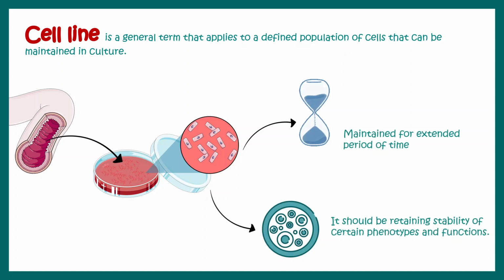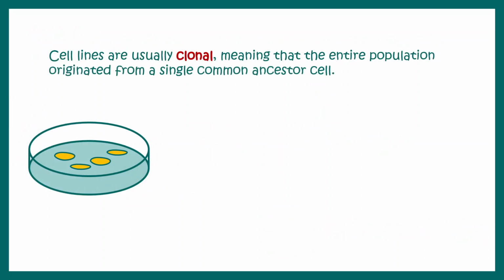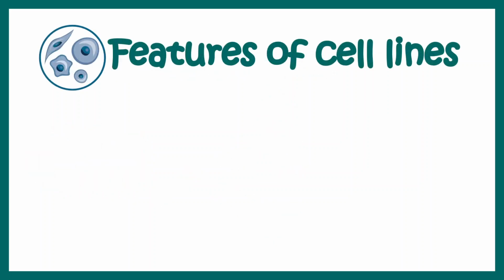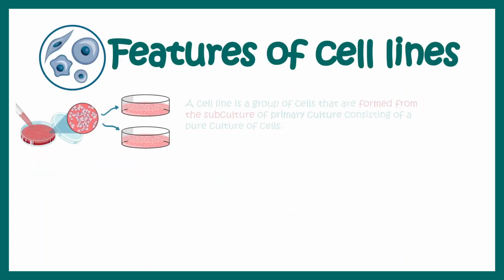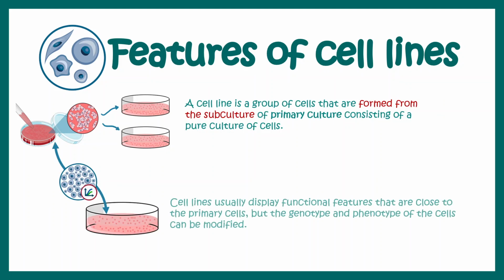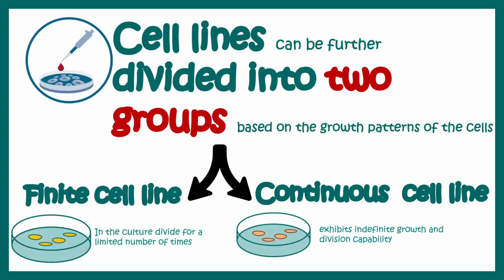There are different features of the cell line, such as they can be maintained for an extended period of time. It should be retaining stability in terms of certain phenotypes and function. Cell line is generally clonal. That means from the parental cell line, there could be clonal progeny. Cell lines are generated from subculturing a primary culture, and the cell line usually displays functional similarities with the primary cell, with a certain degree of dissimilarities in terms of genotype and phenotype. There could be modifications.